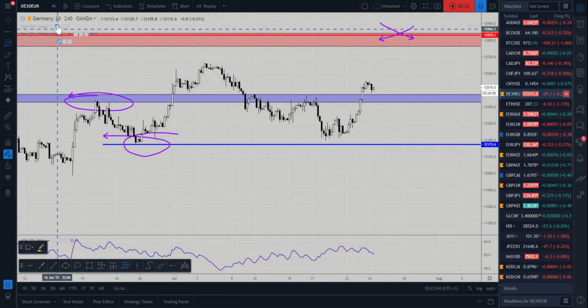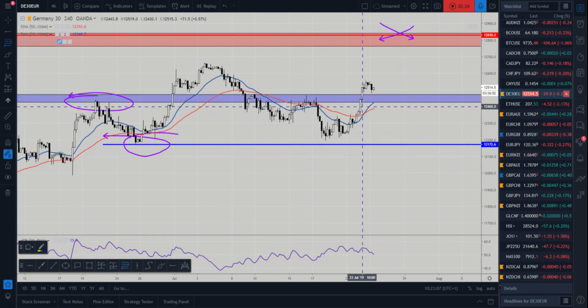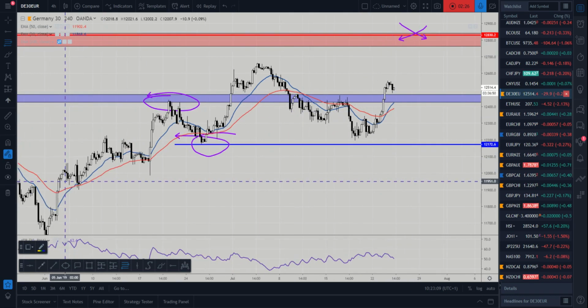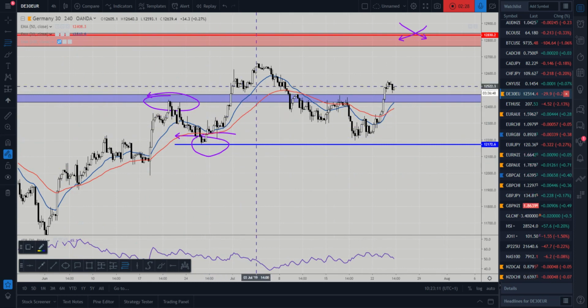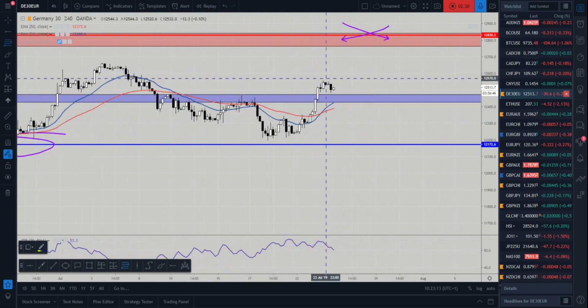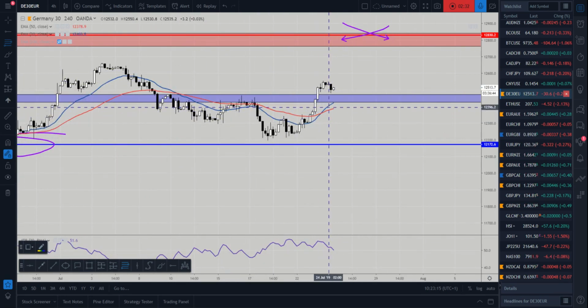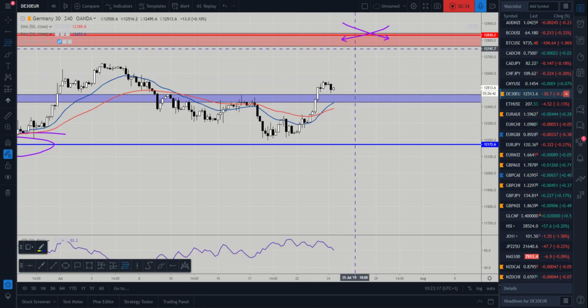Now, if I bring in the 20 and 50 moving average, you can see that they've now crossed. The last time this happened, down in here, we had a really nice bull trend out of this market. And again, looking for the same here. Now, the 20 and 50 have crossed, looking for the market to remain bullish.